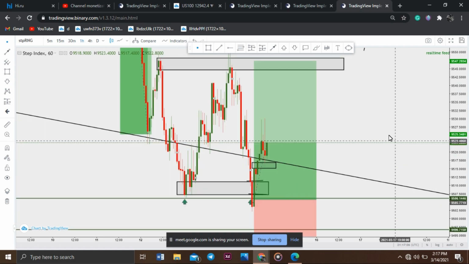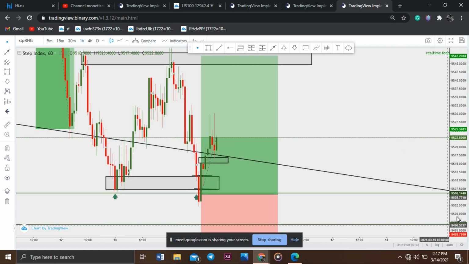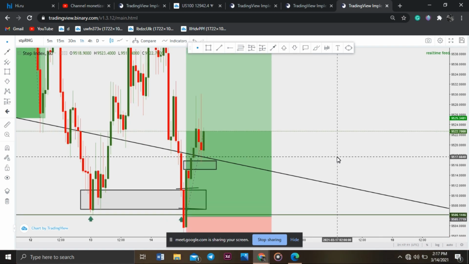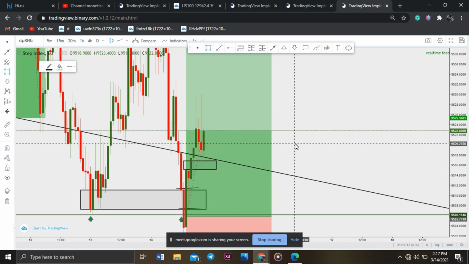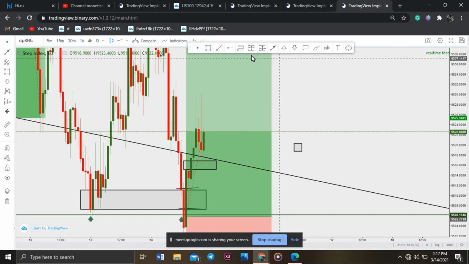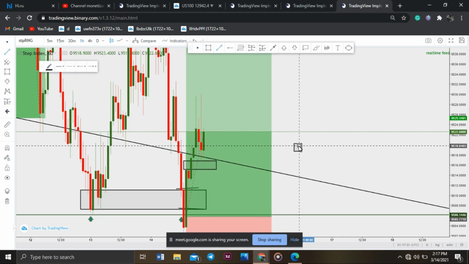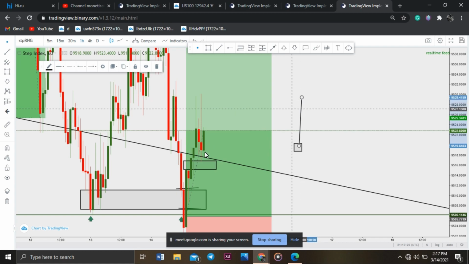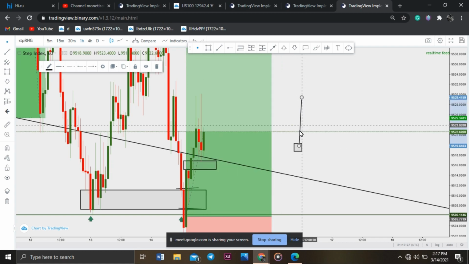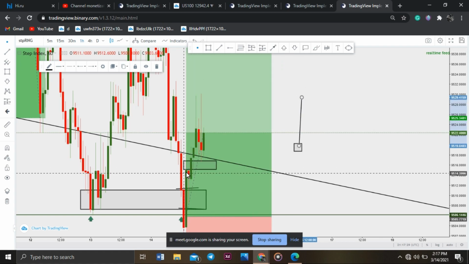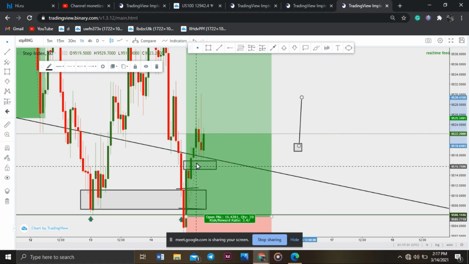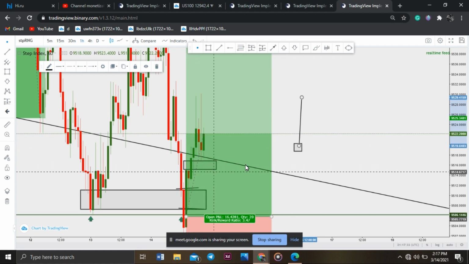You can see how the 1 hour candle closed. Can you guys see how the 1 hour candle closed, leaving a long wick behind it? And you can see it's created this kind of candle at the retest of this zone.